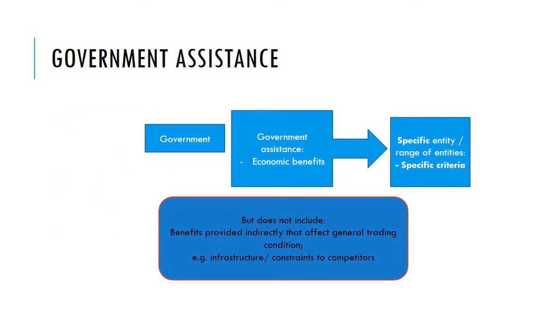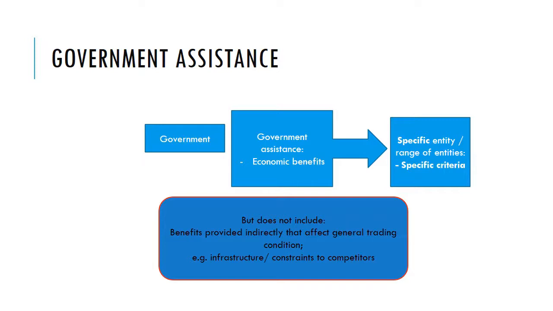So what is this government assistance? I've already told you guys that there's a difference in government assistance and government grants. Okay, government assistance is only disclosed, while the grant is recognized and disclosed. So what is the definition of government assistance? A government assistance is where the government transfers economic benefits to a specific entity or a range of entities with specific criteria attached to it.